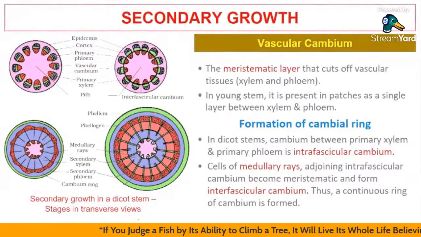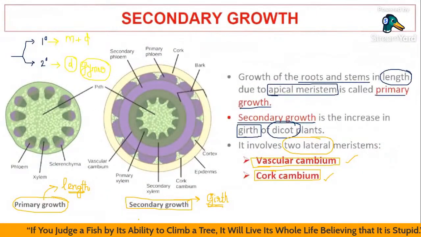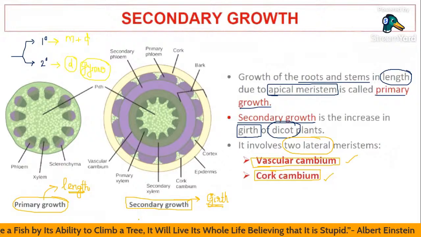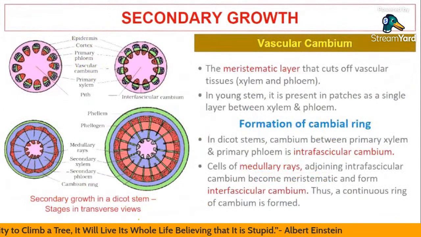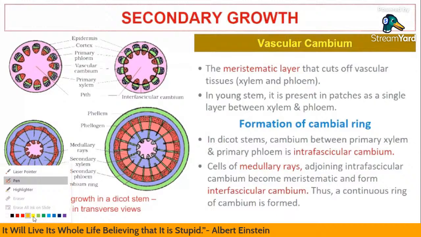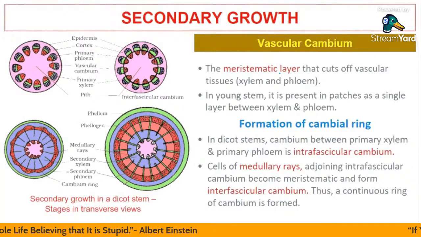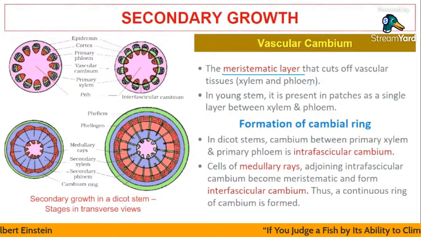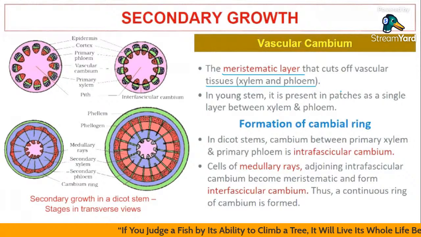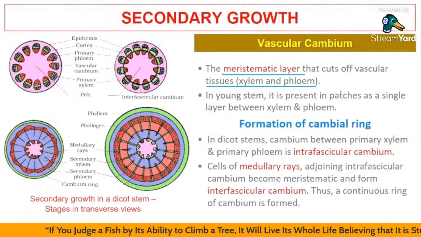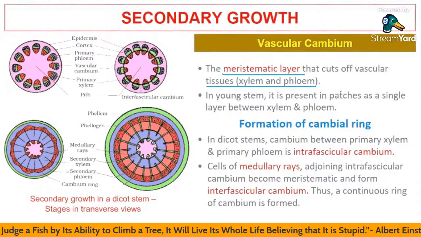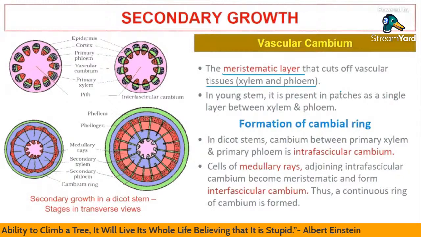Firstly, we have to learn about two things. First we have to discuss what is vascular cambium, and secondly what is cork cambium. So first we are about to discuss what is a vascular cambium. Vascular cambium is a meristematic layer that cuts off vascular tissues like xylem and phloem. So what is vascular cambium? It is actually a patch of meristematic layer that cuts off the vascular tissues such as xylem and phloem.